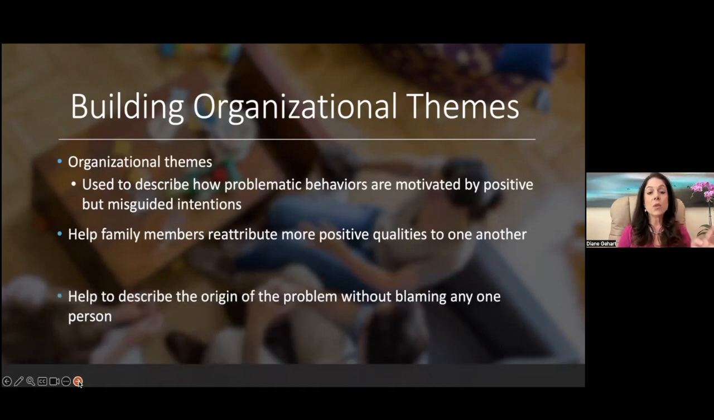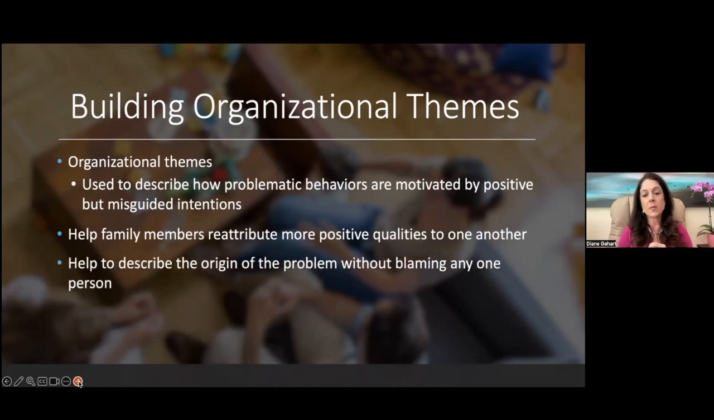And so really working on helping them reattribute positive qualities to one another, helping to describe the origin of the problem without blaming any one person. So often looking for societal level descriptions of the problem, or community, school, neighborhood. So looking at how it's usually not just the parent and the adolescent by themselves. There are all these other levels of the systems that we are a part of: school, community, culture, society, right? And how all of those factors play into, let's say, the fears that the parents have, and the desire the teen has for more freedom.